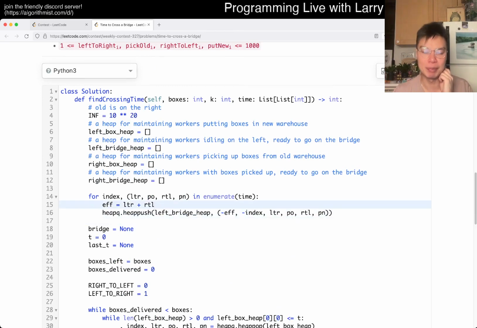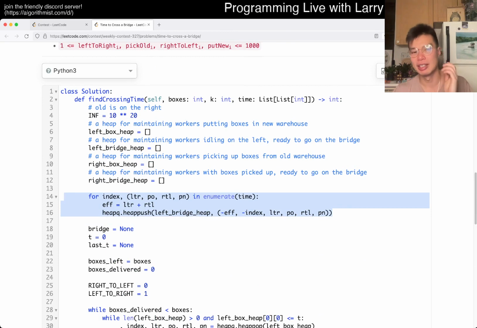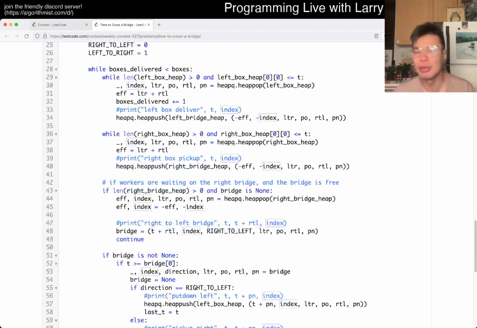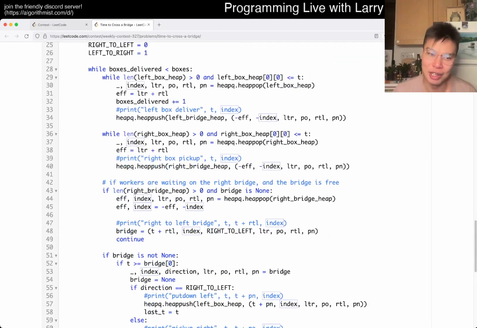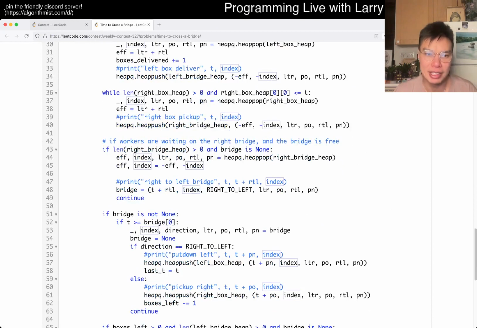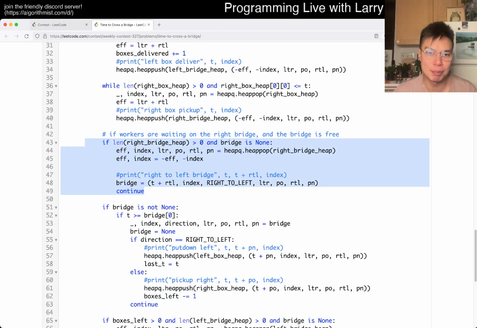I set up everyone by putting everyone on the left bridge, on the queue for the left bridge, heaped by the efficiency. It's negative to get max efficiency, and the tiebreaker is the index, but the max index. So that's why I have a negative index. Very easy things to typo on, just to be clear. So I went very slowly on this one. But yeah, going back to here, if the bridge is free, then we just put it under the bridge.